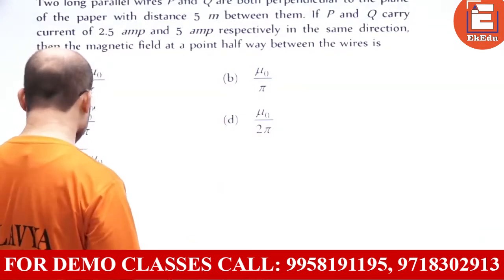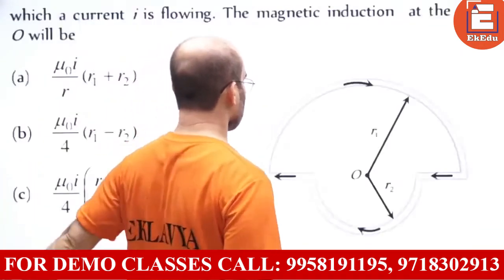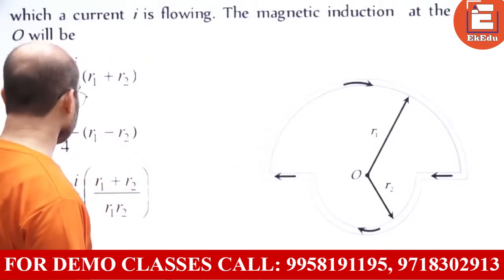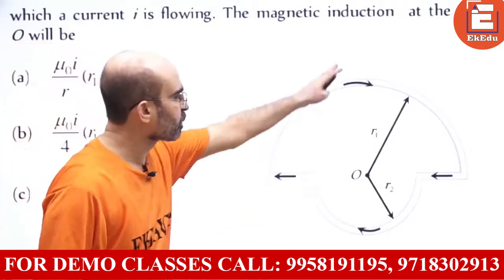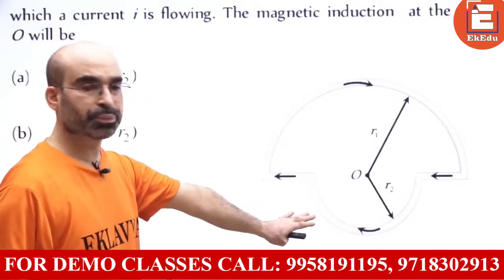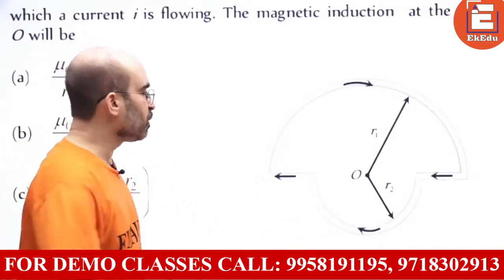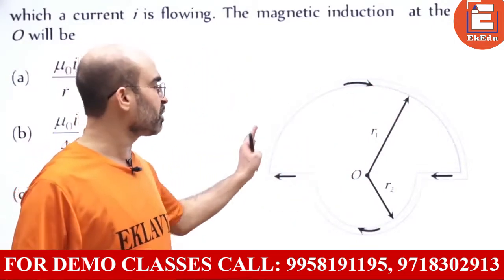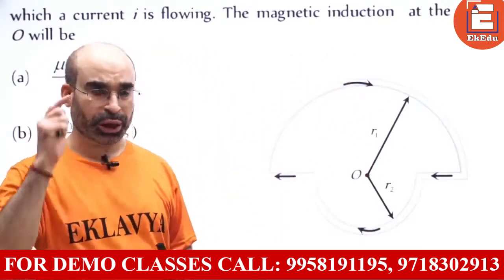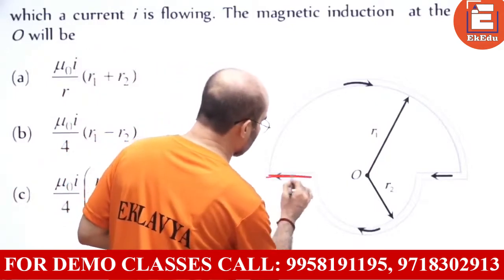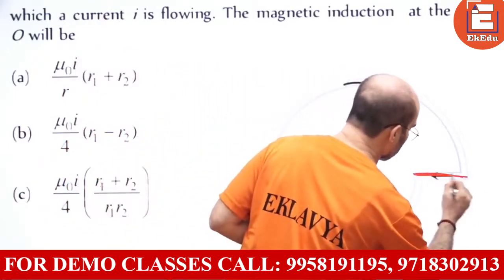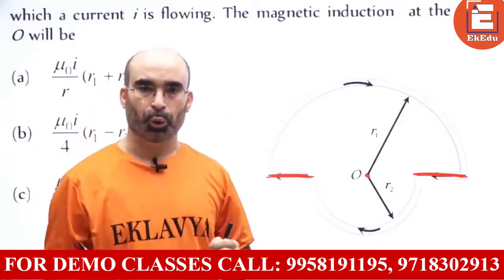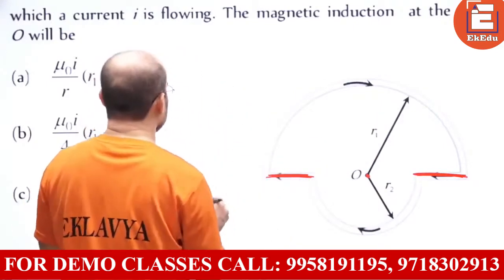Now let us move to the other question. Okay, this is the question. In this, just figure it out. You have taken that two semicircular wires are there. You may ask that this segment is also there. Due to this segment, the magnetic field at this center would be 0. Why so? You are aware of this fact.